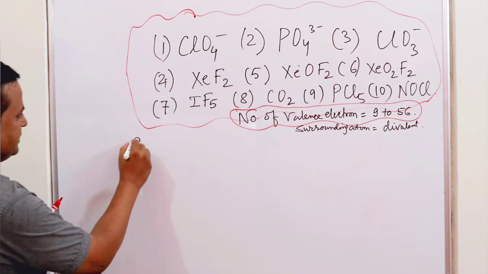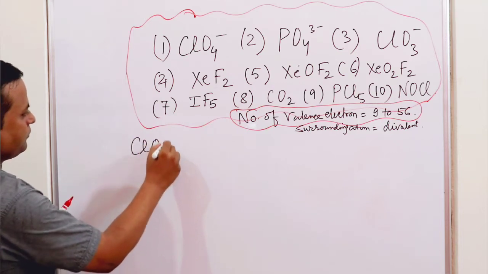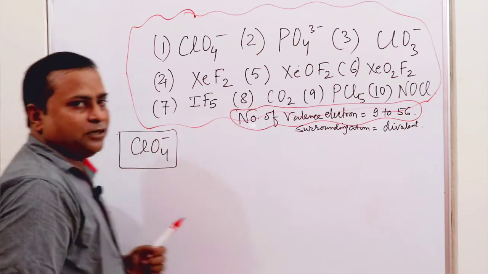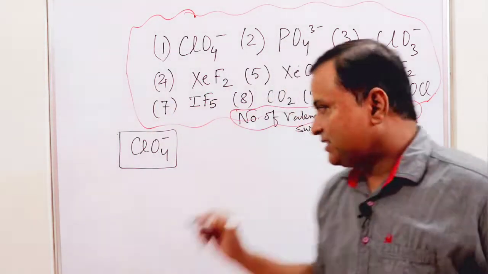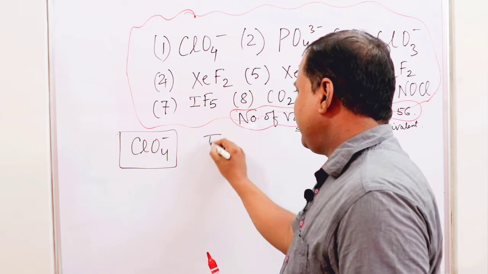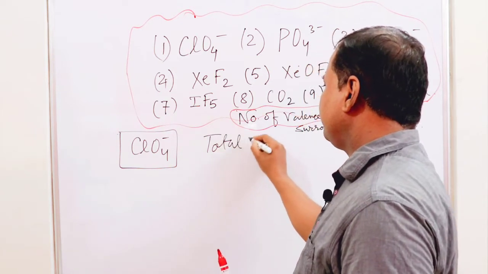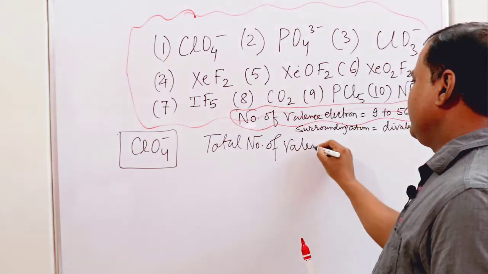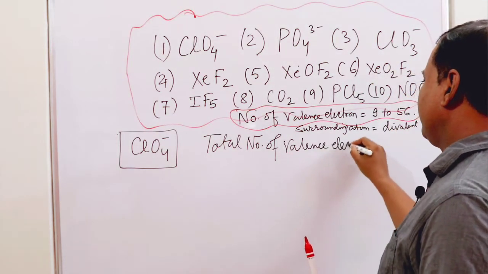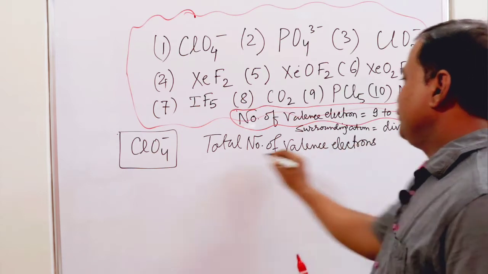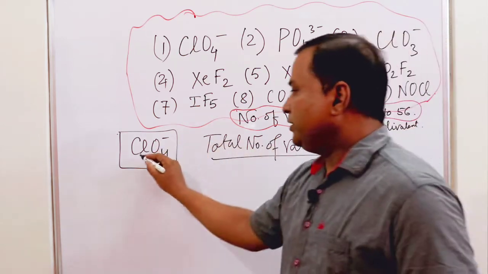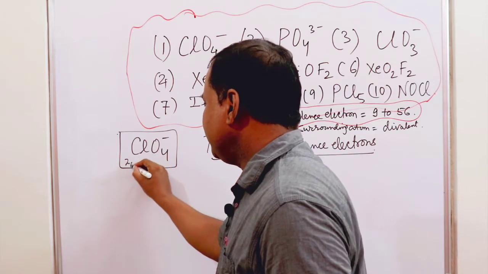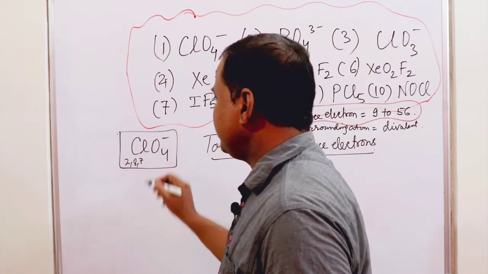So let's see, ClO4 minus. This is the molecule, and you have to find out the hybridization. What is the first step? First step, you have to find out the total number of valence electrons. See here, in chlorine, the atomic number is 17, so its configuration is 2, 8, 7.